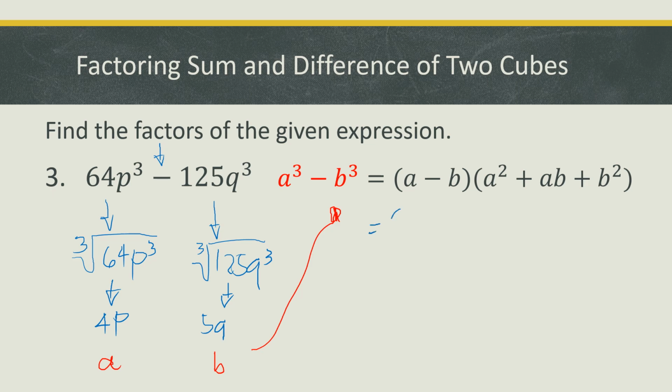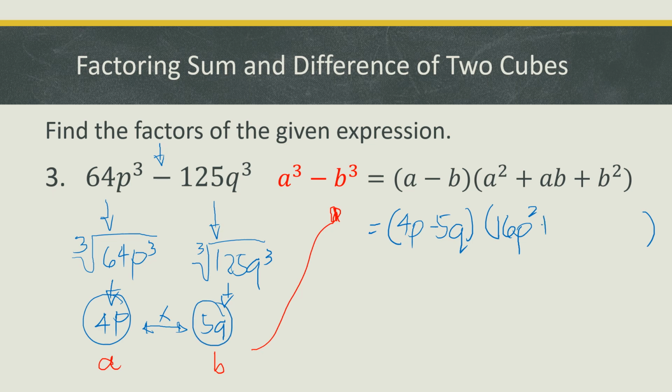That is a minus b, that is 4p minus 5q, multiplied by the square of a, which is 4p, that will give us 16p squared. And then we will multiply the two terms, 4p times 5q, which is 20pq. Then added to the square of b, which is 5q, and your last term is 25q squared. These are now our factors.